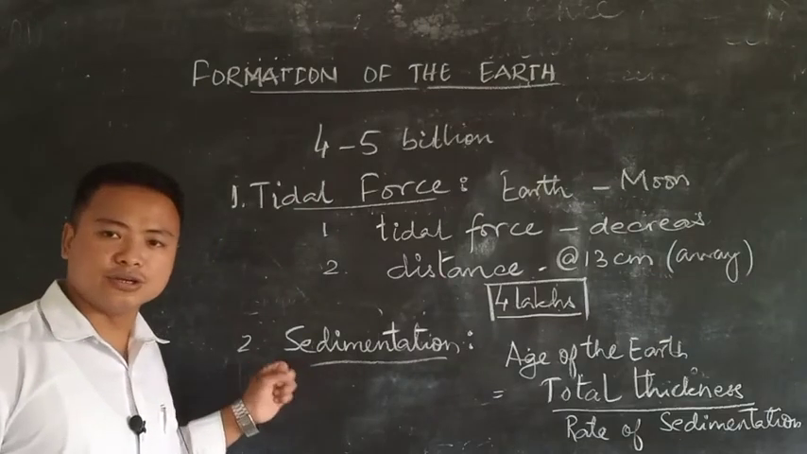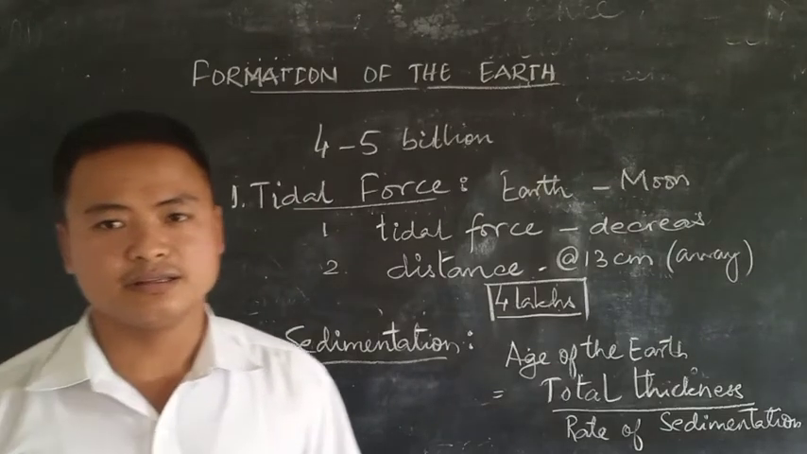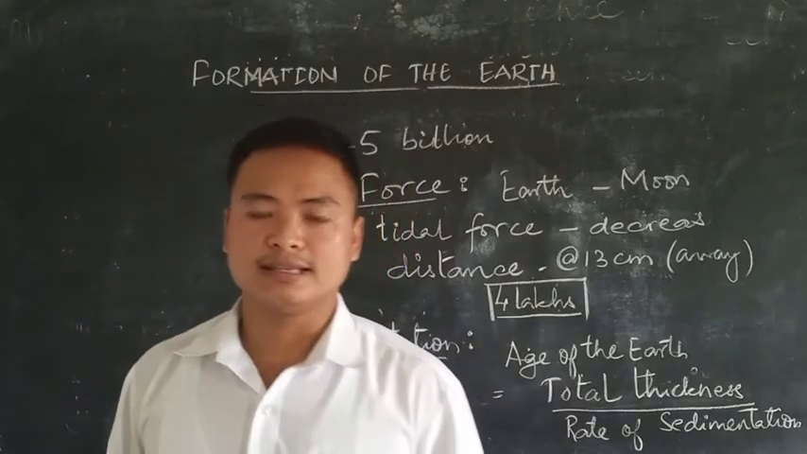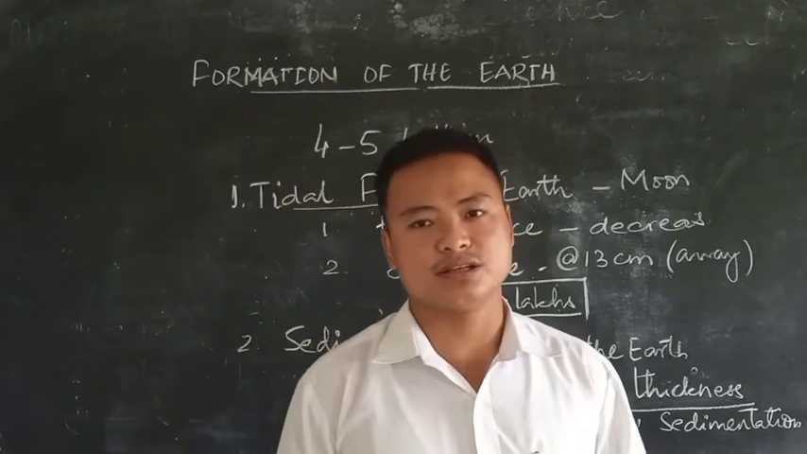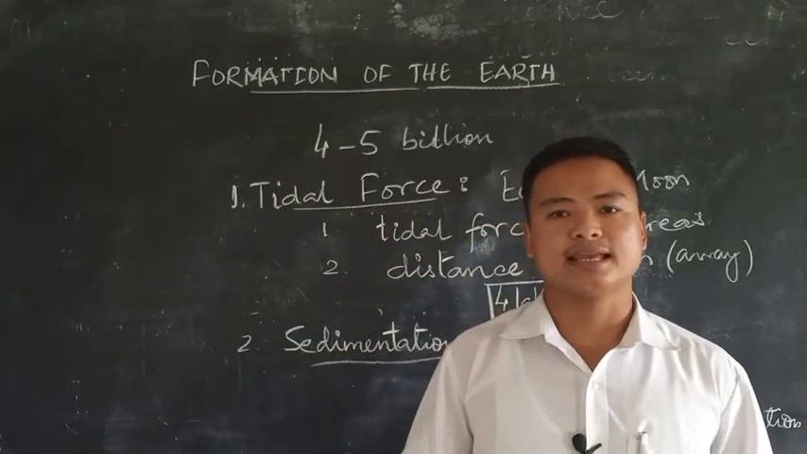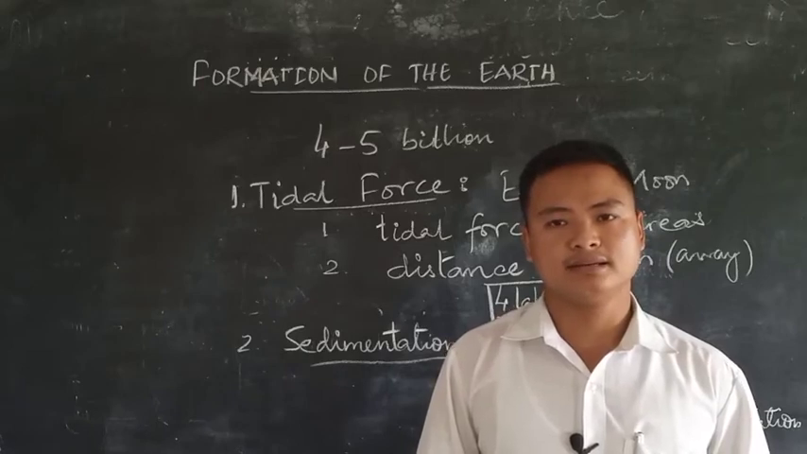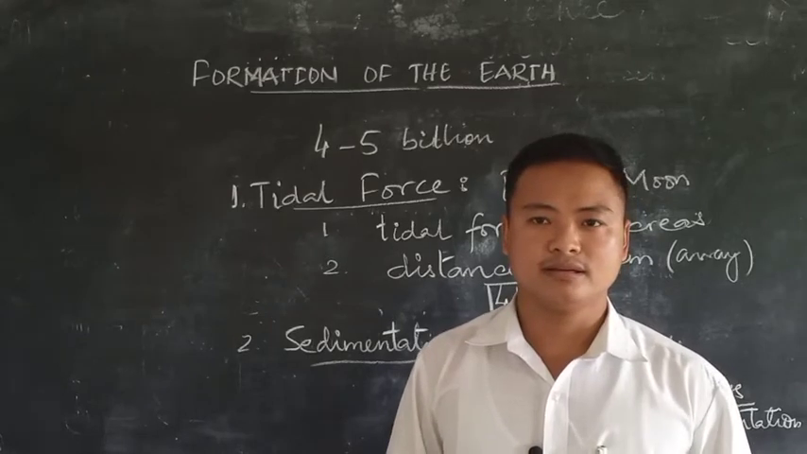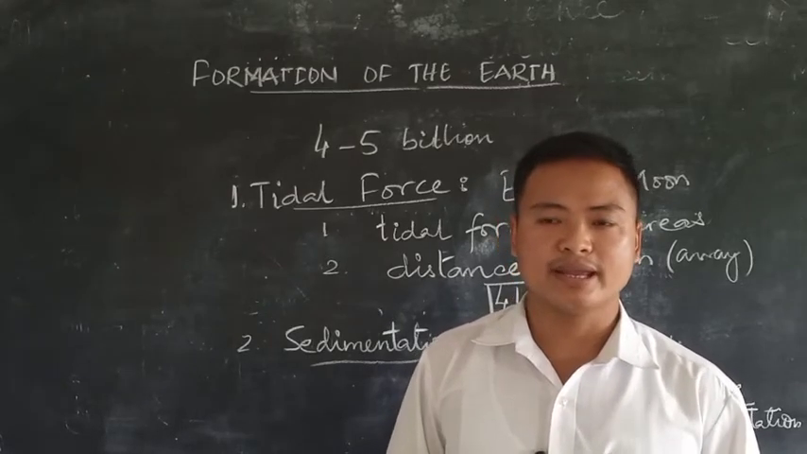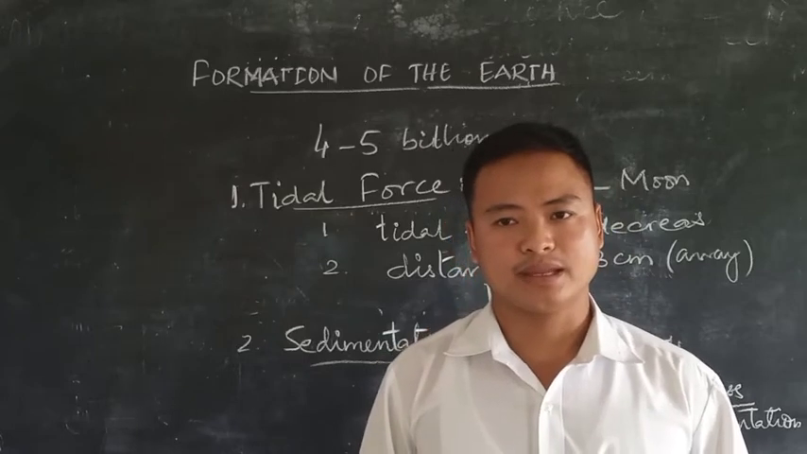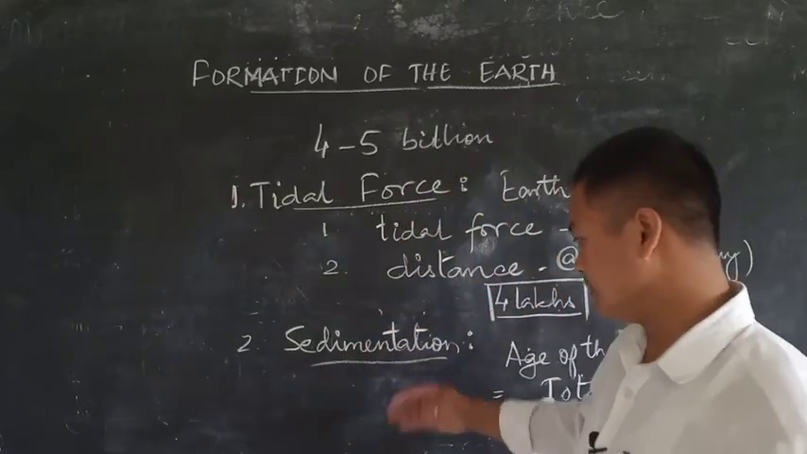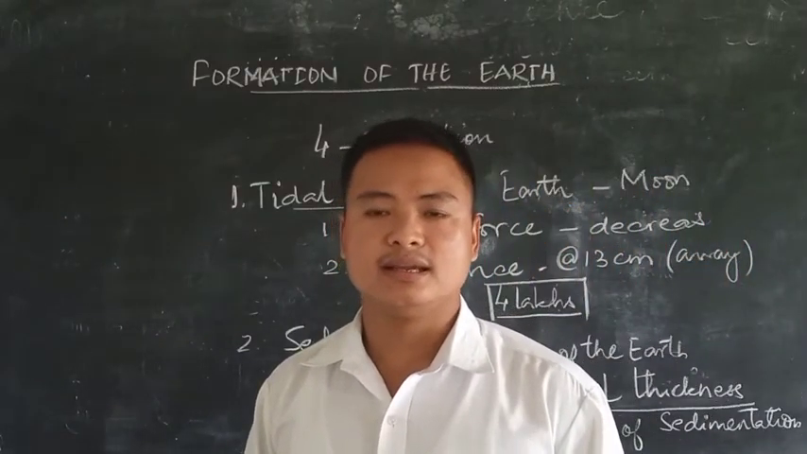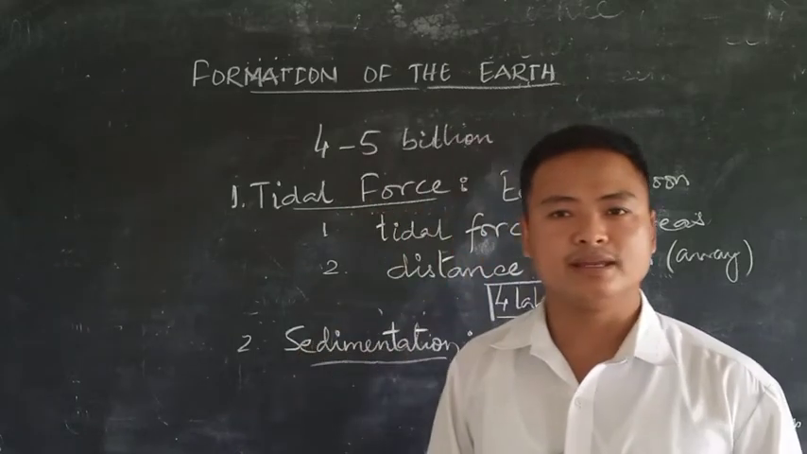The sedimentation theory in discussing the age of the earth faced certain criticism, mostly on two grounds: that the rate of sedimentation is not the same every year, and second, that the rate of sedimentation is not the same everywhere. So it varies from place to place and from time to time. Hence, the theory of sedimentation was criticized on these two grounds. Yet, its importance in discussing the age of the earth cannot be denied.